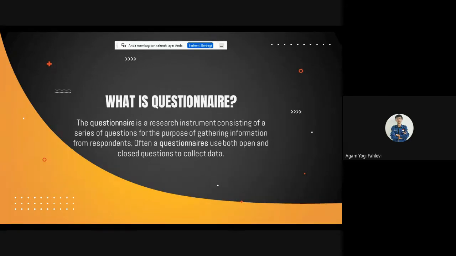Okay, what is a questionnaire? A questionnaire is a research instrument consisting of a series of questions for the purpose of gathering information from respondents. Often a questionnaire uses both open and closed questions to collect data.